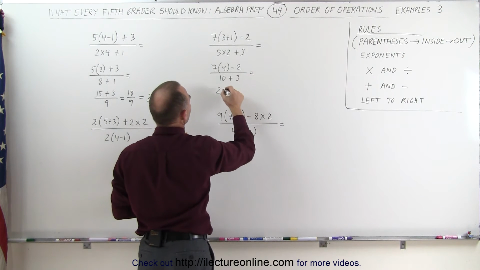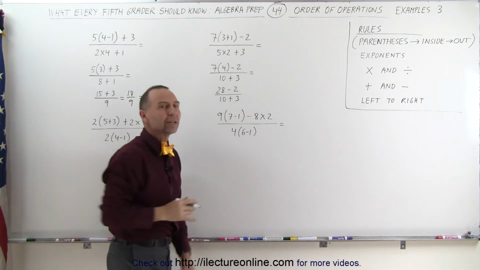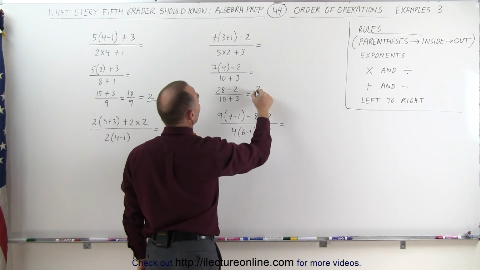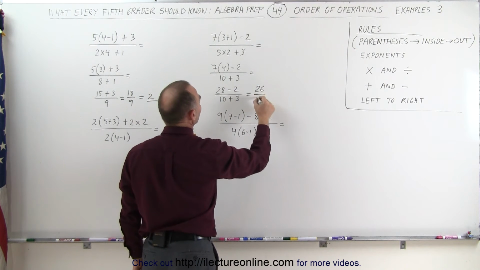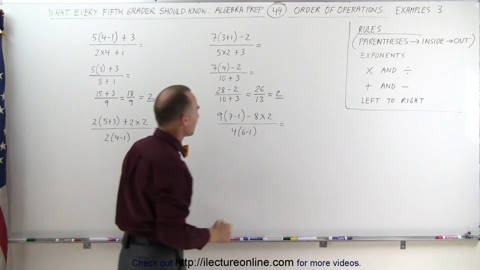I'll put an equal sign there. That's 28 minus 2 divided by 10 plus 3. I could have done the addition already, but we'll do that next time. 28 minus 2 is 26. 10 plus 3 is 13. 26 divided by 13, that one is also 2.